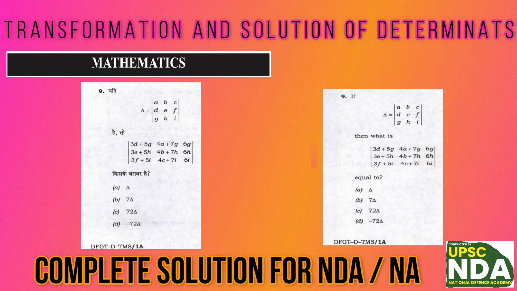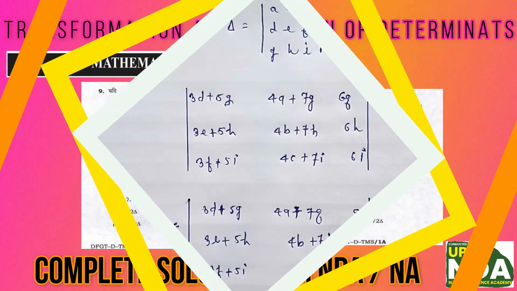Delta is also given as 3 by 3, and this determinant is also 3 by 3. We have to find the value of the second determinant, and options are given. The first option is delta, the second option is 7 delta, the third option is 72 delta, and the fourth option is negative 72 delta. Now let's get started with today's solution. I'll go through the detailed explanation of our question and solution.